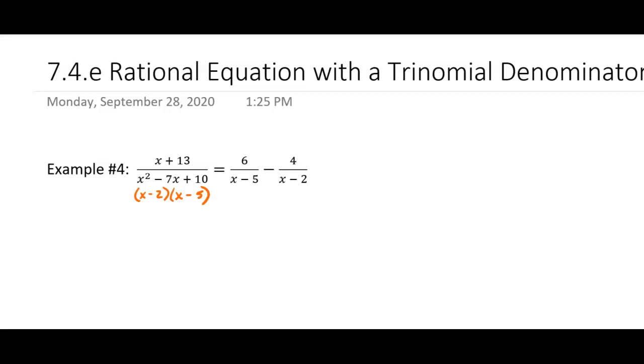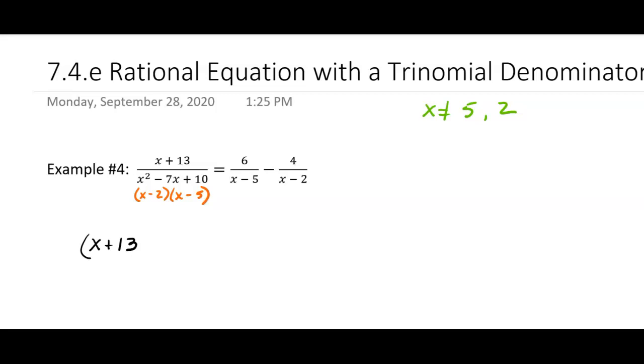Okay, so what are the excluded values? Well, x cannot be 5 or 2, because 5 would make the denominator 0 for two of the rational expressions, and 2 would make the denominator 0 for two of them. Okay, so now I'm going to rewrite the equation, x plus 13.